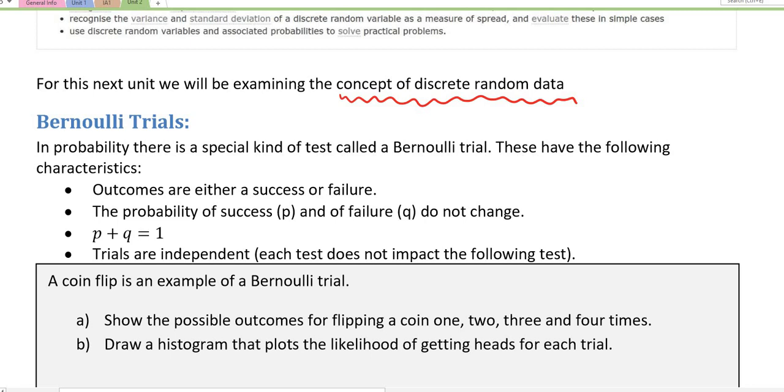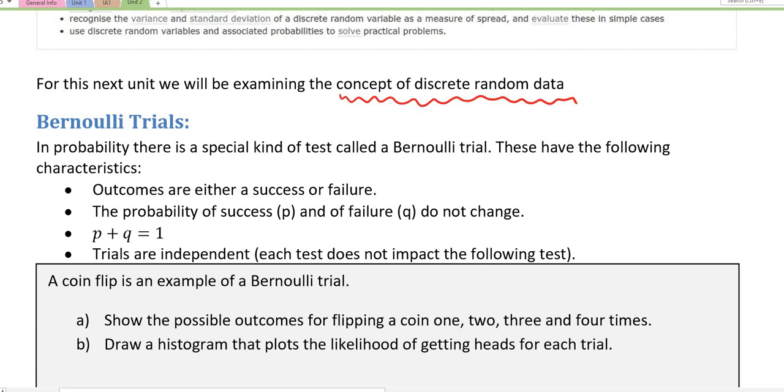So a Bernoulli trial has 3 characteristics. It's either pass or fail. Probability of success and failure do not change. And P plus Q equals 1, so probability of success plus probability of failure have to be 100%. So if you're rolling a dice, you win $5 on a 5 or 6, you lose $5 on a 1 or a 2, that would not be Bernoulli, because you have a 1/3 chance of winning, a 1/3 chance of losing, a 1/3 chance of nothing.